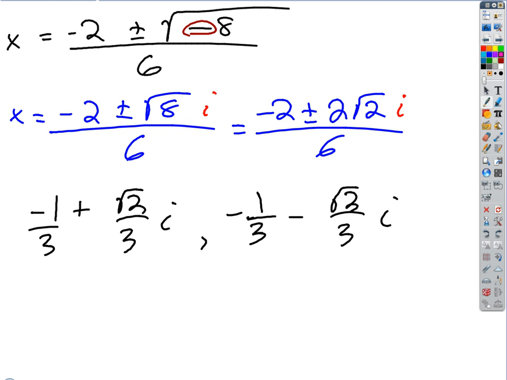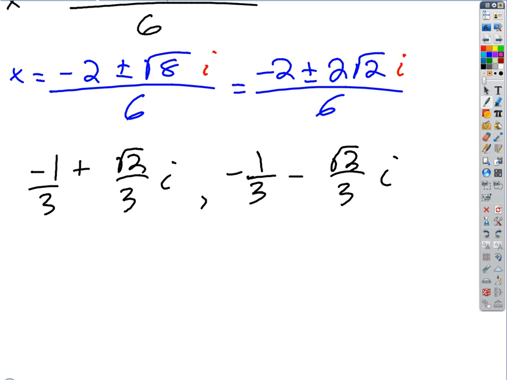So if we get the answer negative 1/3 plus square root of 2 over 3i, guaranteed you're going to get negative 1/3 minus square root of 2 over 3i. It's not an accident that a plus and a minus is the only difference. It has to be that way when you look at solutions of polynomials. And we'll talk more about that next chapter.